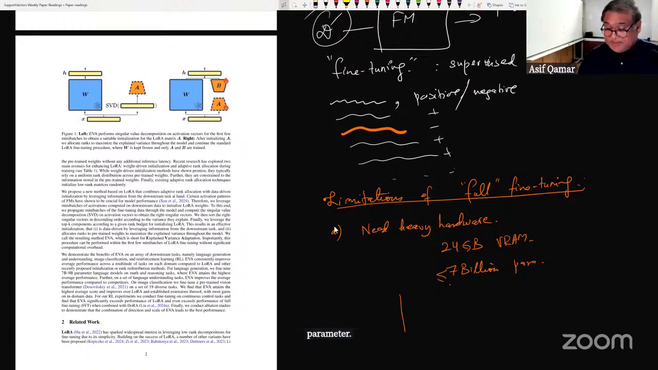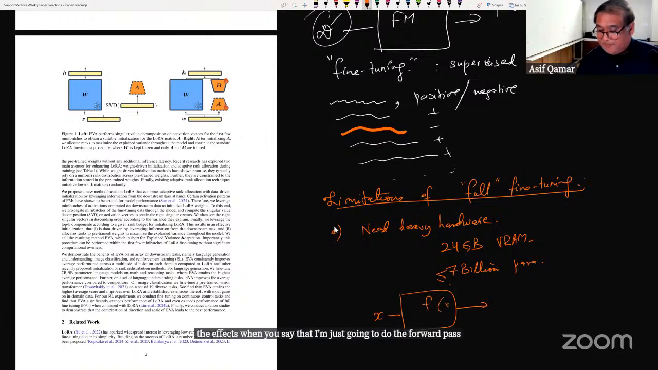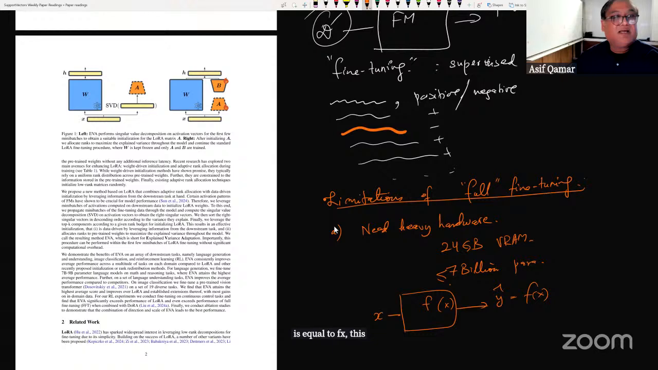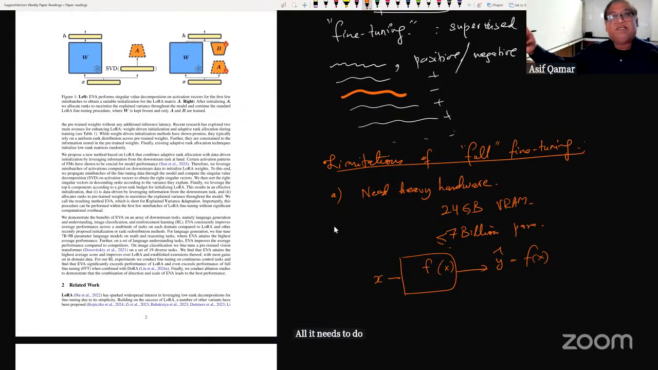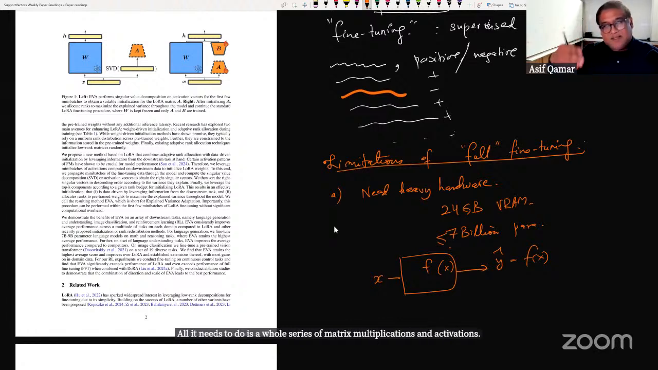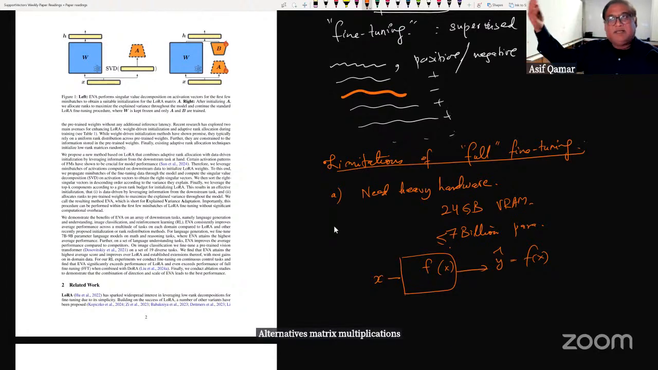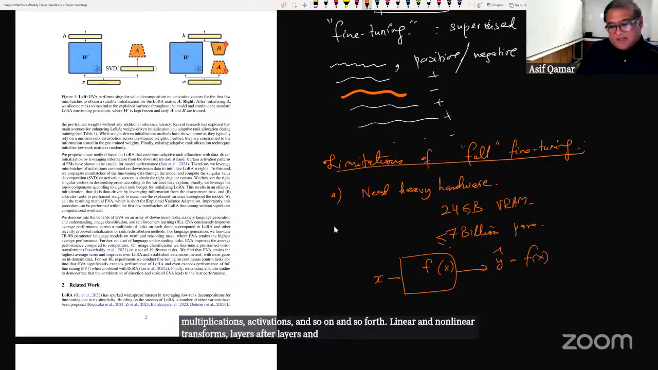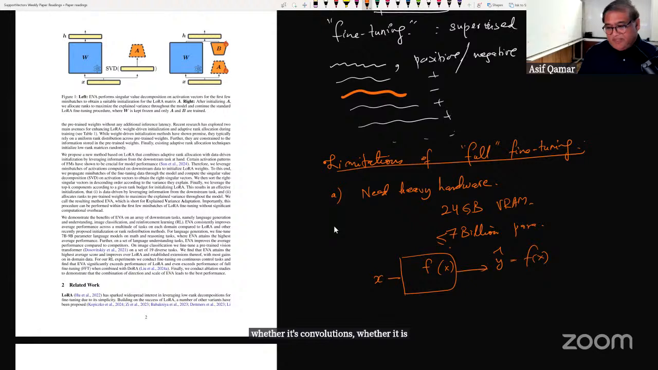Now, in the forward direction, when you send it an X input, the forward pass, when you say that I'm just going to do the forward pass, f of x to produce y hat is equal to f of x, this neural network, all it needs to do is a whole series of matrix multiplications and activations. Alternately, matrix multiplications, activations, matrix multiplications, activations, and so on and so forth, right? Linear and nonlinear transforms, layers after layers. And whether it's convolutions or a feed-forward network, ultimately, it's a game we play, right?